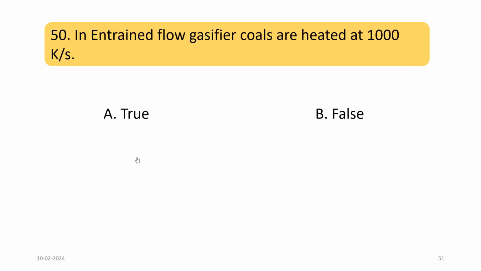Next is, in entrained flow gasifier, coals are heated at a rate of 1000 Kelvin per second. Is it true or false? In entrained flow gasifier, any kind of coals are heated at 1000 Kelvin per second. It is true, ma'am. Right. It is true.